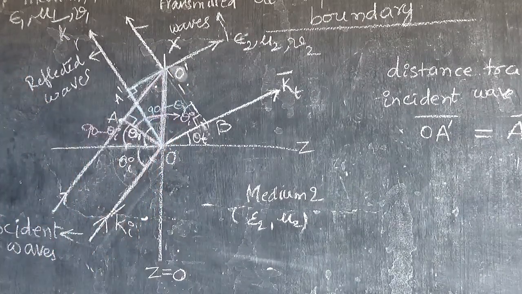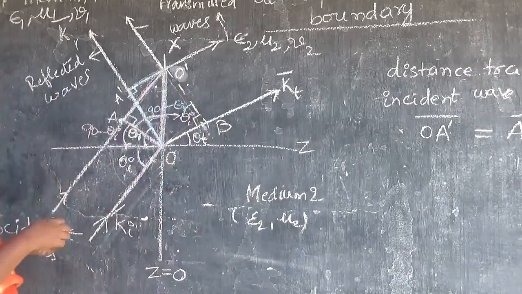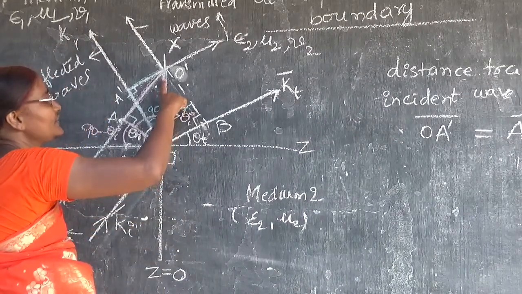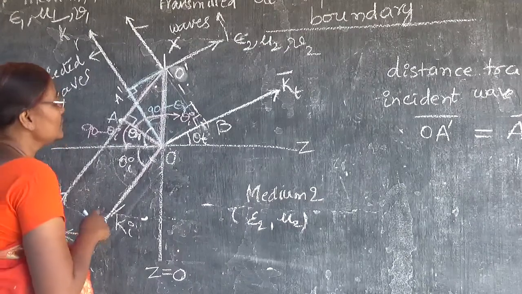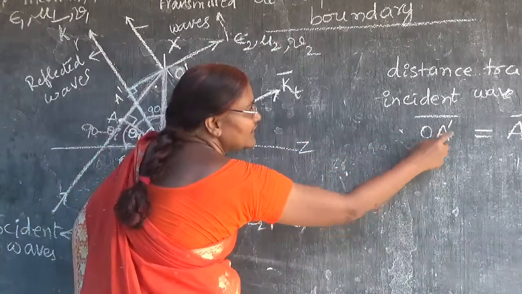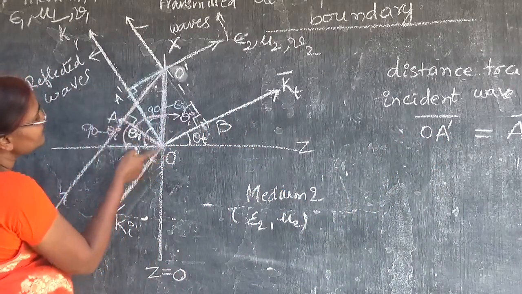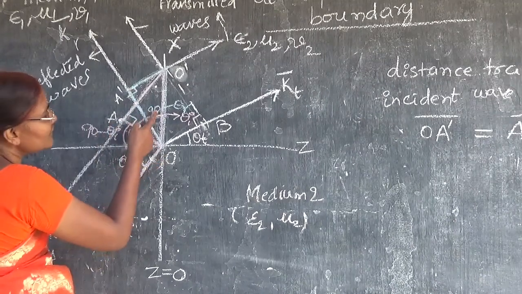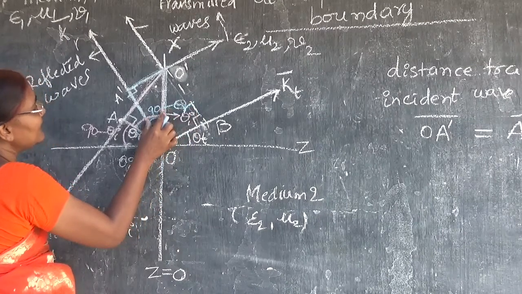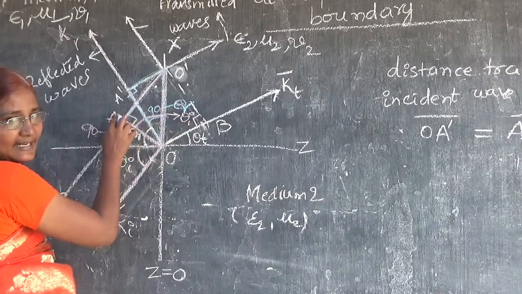So I can develop an equation to find this OO dash. What is OO dash? OO dash is the common distance between these two triangles. Now what is OA dash? OA dash is the side adjacent to the angle 90 minus theta r.